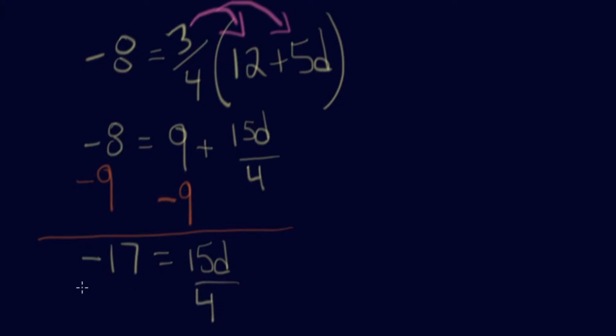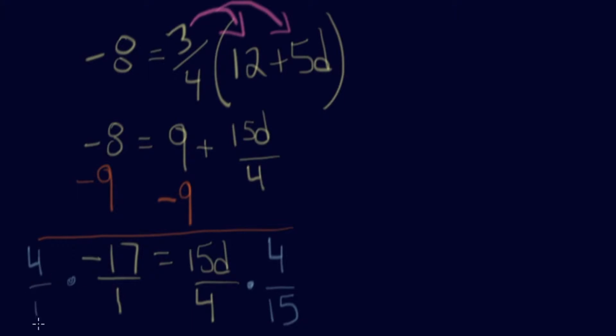Now here's a little tip for you. When you have a number over here that has no denominator, just make your life easier and put it over 1. Now it looks nice and balanced. I like doing that. So how do I get d all by itself? Some kids would say divide both sides by 15/4, which is the exact same thing as multiplying by the reciprocal. So I'm going to multiply by 4 over 15 on both sides.